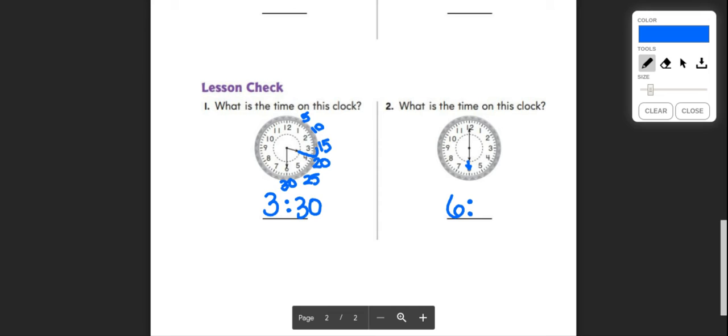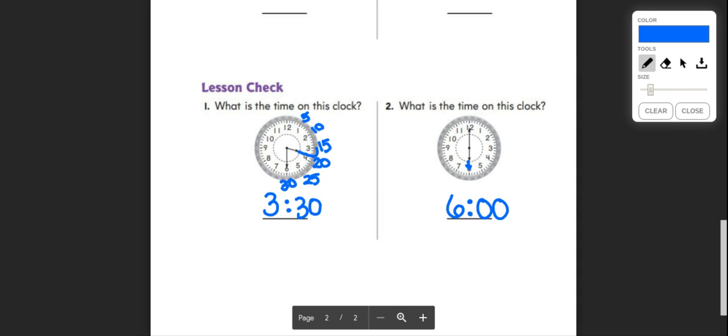So that means that if the short hand or the hour hand is on a number and the minute hand is on the 12, that means it is just 6 o'clock. And that's just 6 on the dot. There's no minutes past. So we just write that as 6:00. Okay? So those are just some examples of how we tell time on an analog clock.